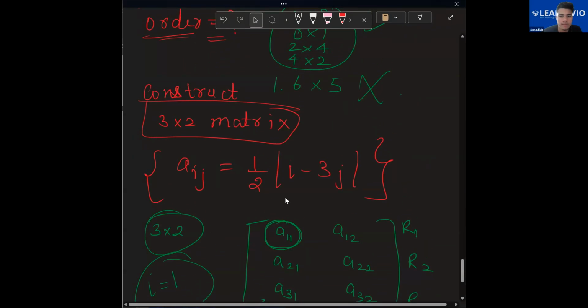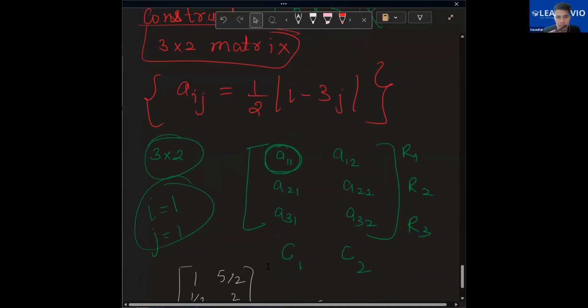Sir, what is a column matrix? What do you mean by column matrix? It has only one column. What do you mean by row matrix? It has only one row. What do you mean by square matrix? Number of rows and columns are equal. What do you mean by diagonal matrix? All non-diagonal elements are 0.